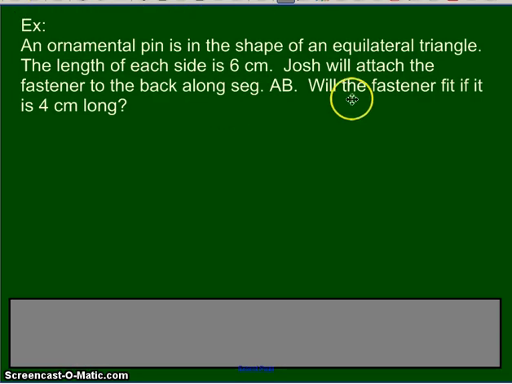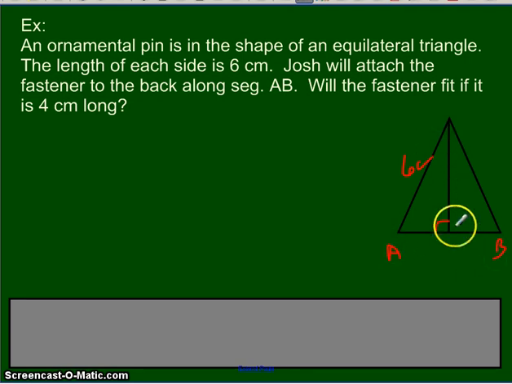And we're almost wrapped up with this. So an ornament pin is in the shape of an equilateral triangle. Equilateral means all the sides are the same. The length of each side is 6 centimeters. So I'm going to label that 6 centimeters. Josh will attach a fastener to the back along segment AB. So I'm going to call this AB. I guess that's our fastener. Will the fastener fit if it is 4 centimeters long?